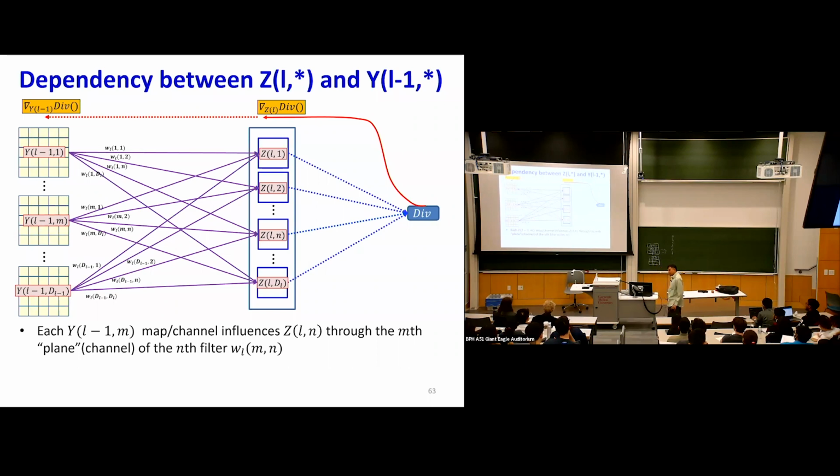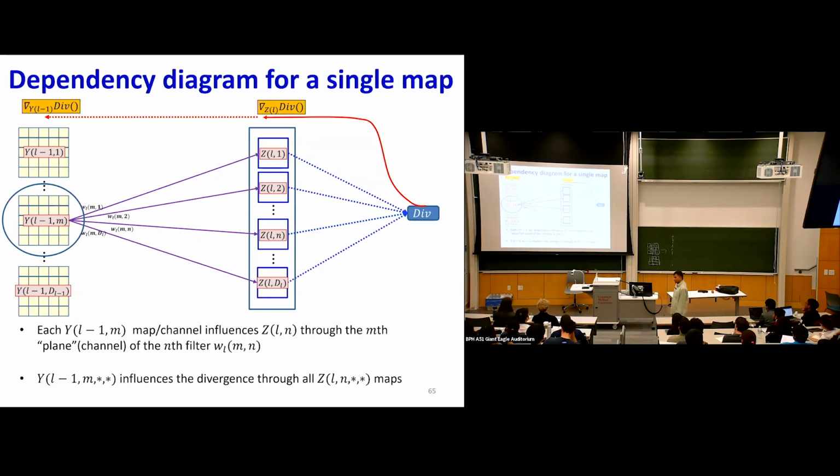And now, when I'm back propagating, what am I looking for? I'm trying to compute the derivatives of this divergence with respect to the elements of a specific input map. So I only need to consider how this map links to the divergences. That is, these are the relationships. These are the dependencies that I must consider. And over here, the mth input map is going to interact with the first output map through WM1. It's going to interact with the second output map through WM2, and so on.